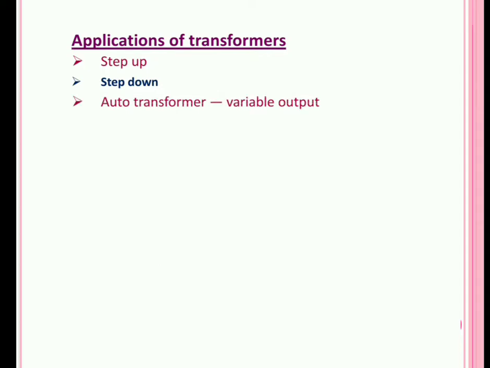Then an auto transformer, which gives a variable output. Normally 230 will be the input, so the output maximum will be 230 or less than that, up to 0 volts AC, and the current will be as good as that of the input. So you may have the capacity to draw 5 amperes of current.